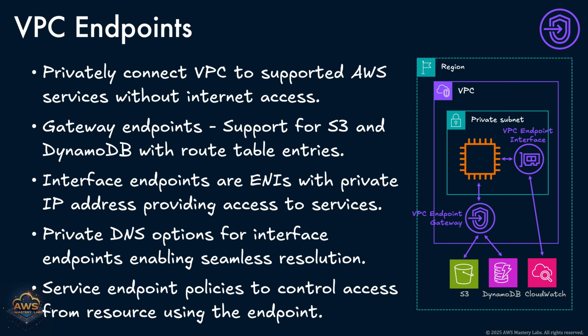For a seamless experience, private DNS can be enabled for interface endpoints. This allows your applications to use the standard public AWS service names, which resolve to the private IP addresses of the endpoint. No code changes needed. Performance-wise, VPC endpoints typically offer lower latency and higher reliability than public internet paths, though interface endpoints can introduce slight overhead depending on traffic volume and architecture. From a cost perspective, gateway endpoints are free, while interface endpoints incur hourly charges plus data processing fees. However, these costs are often offset by savings in NAT gateway usage and improved security posture.